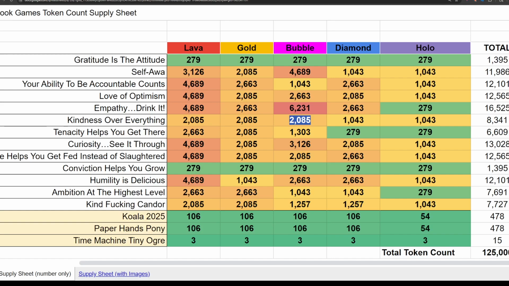Remember, one of the most important things to do in book game spectating is to understand the rarities of what you're dealing with. And you can only do that if you're clicking into and memorizing the BookGames token count supply sheet. Until next time.